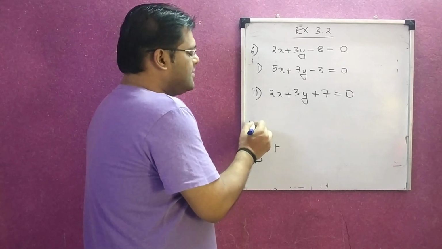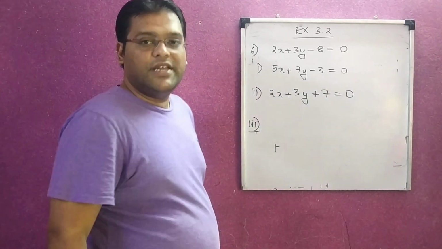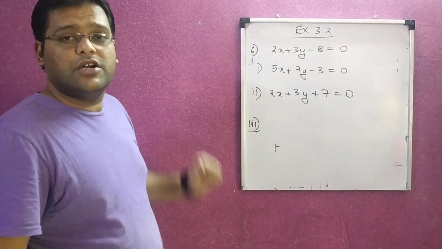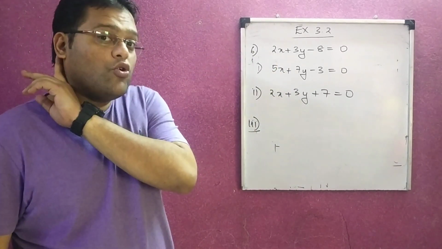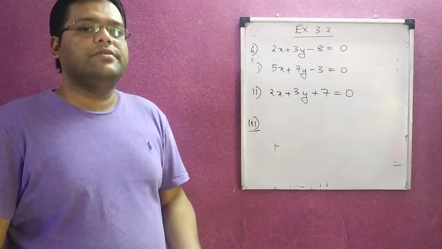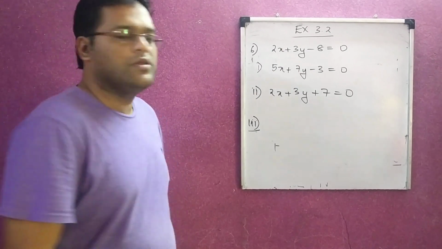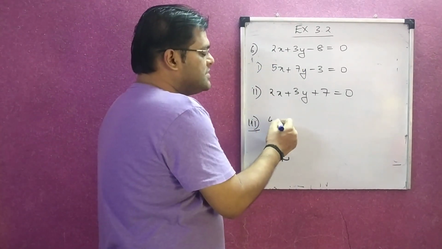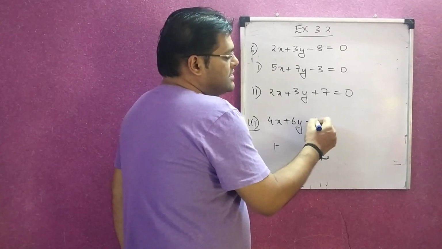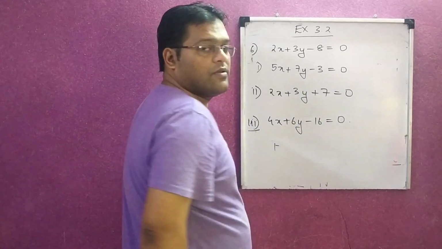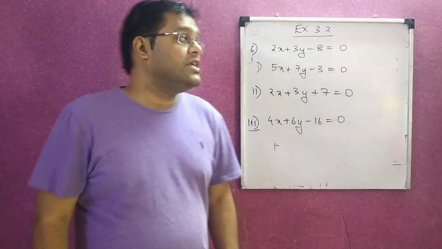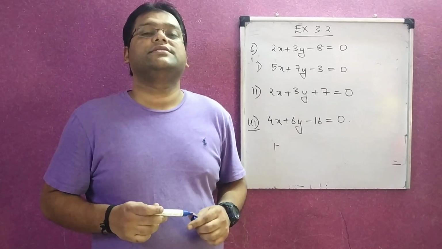Now you have to write the third equation such that the given equation and the third one you write form a pair of coincident lines. So what I am going to do is multiply by a specific number. Say I multiply by 2. So what happens? 2 into 2 is 4x, 2 into 3 is 6y, 2 into 8 is minus 16. So when I consider the given equation and this equation together, they will form a pair of coincident lines.